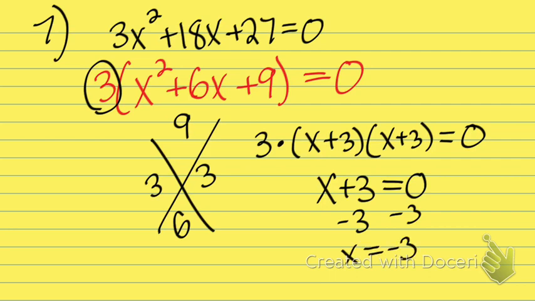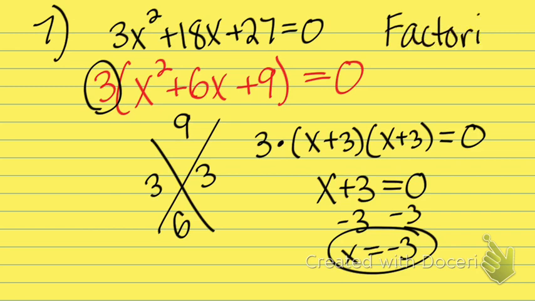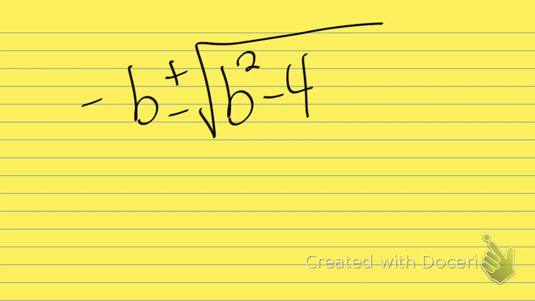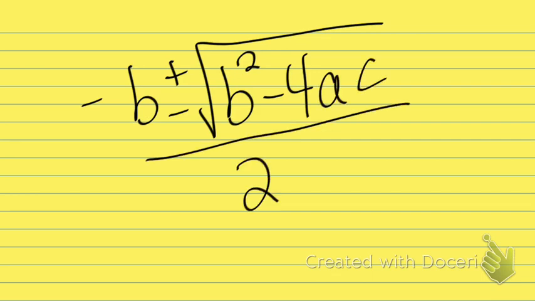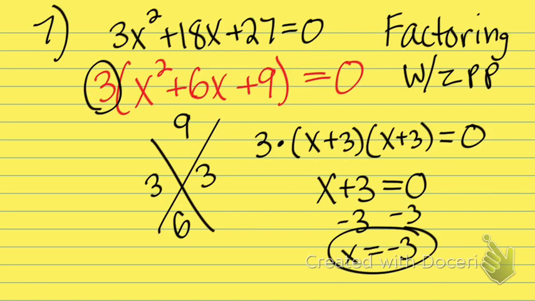It's a duplicate. I only get one x-intercept for number 7. You don't have to write x equals negative 3 twice. So don't forget, this is called factoring with the zero product property. You can use the quadratic formula, right? A lot of you have been using that. But if we ask you to factor, this is what I'm talking about, okay?